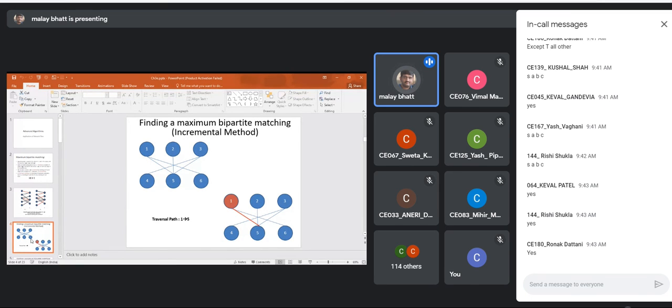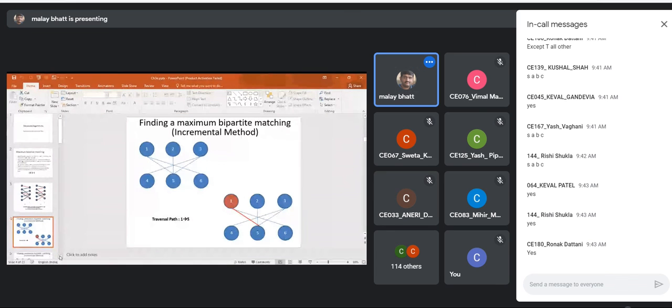You can see 1 is not connected with 2 and 3. 4 is not connected with 5 and 6. So it is a bipartite graph, right? Now in the incremental method, you will start with any one node. So I will start with node 1. I will match it with 5.